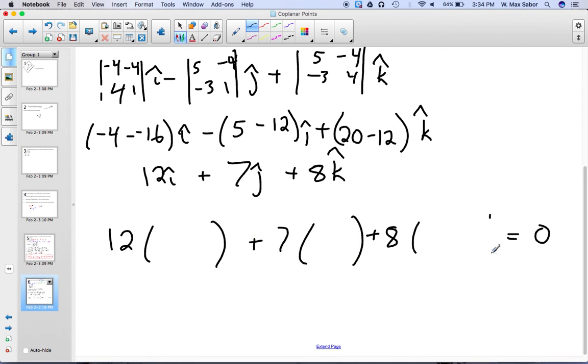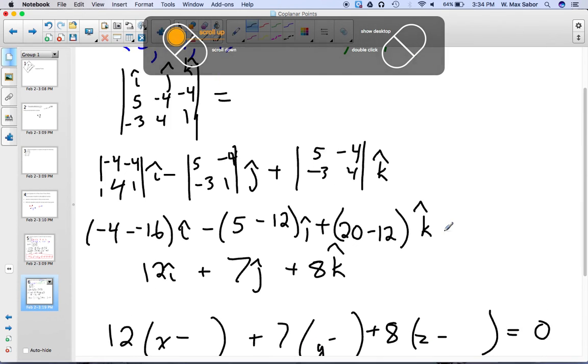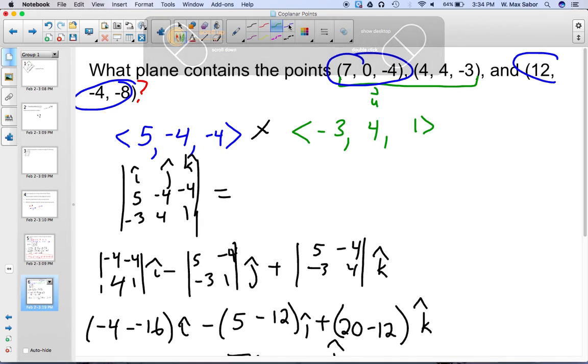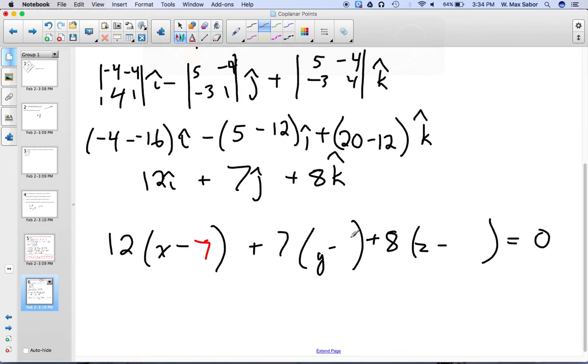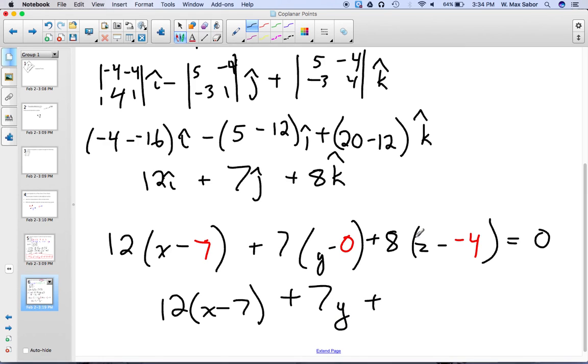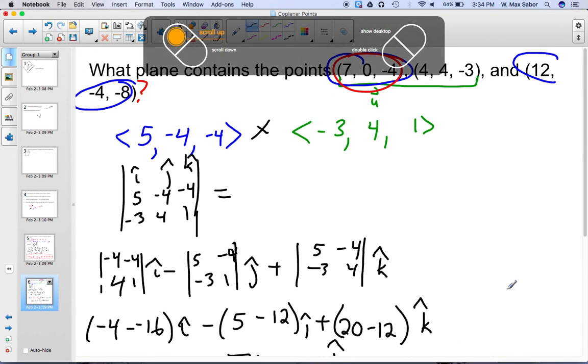They're all adding up to 0 with our parentheses x minus, y minus, z minus, and now I can pick any random point. Let's use this one: 7, 0, and -4. So our final answer, 12 times x minus 7 plus 7y, because y minus 0 just becomes 7y, and 8 times z plus 4 equals 0. So that is how we write the equation of a plane through 3 points.